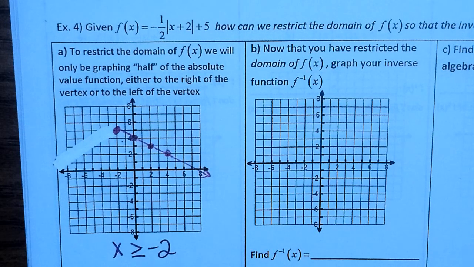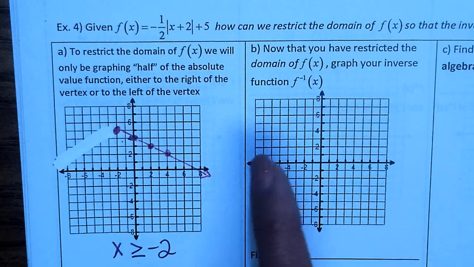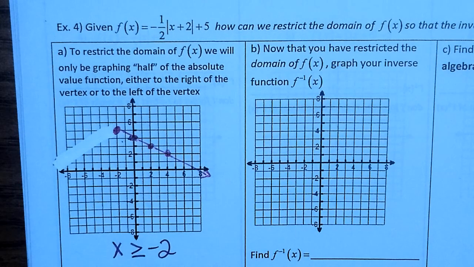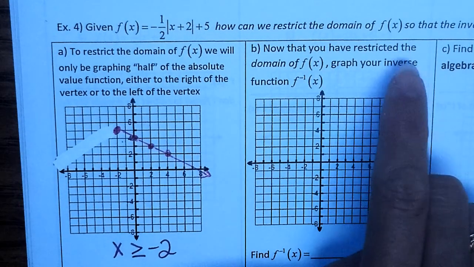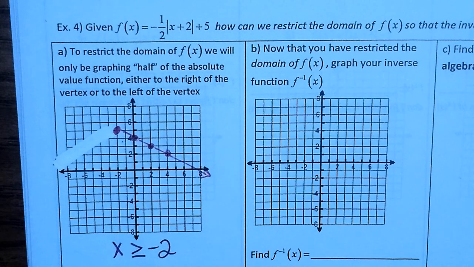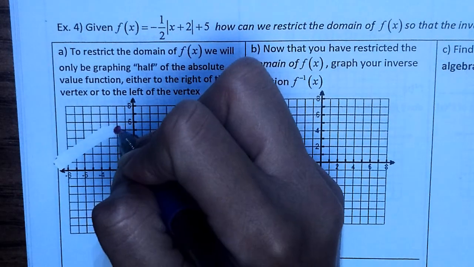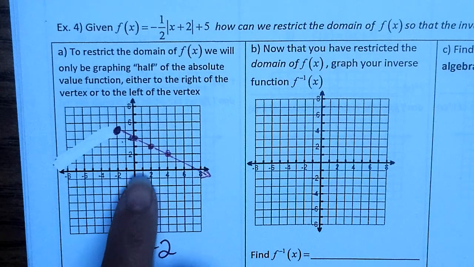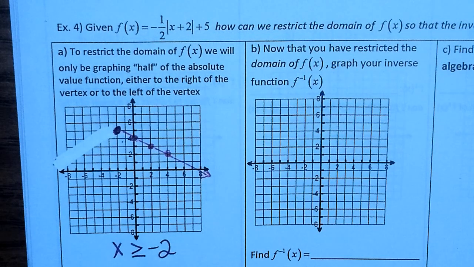Letter B. Now that you have restricted the domain for f of x, go ahead and graph your inverse function. This little f negative 1 means inverse function. So that just means that when you do the inverse now, that inverse will be a function. And if you forgot how to graph an inverse, you have to make a table of values and flip the x and the y. Or honestly, I just flipped them in my head. So for example, negative 2 comma 5 will be 5 comma negative 2.